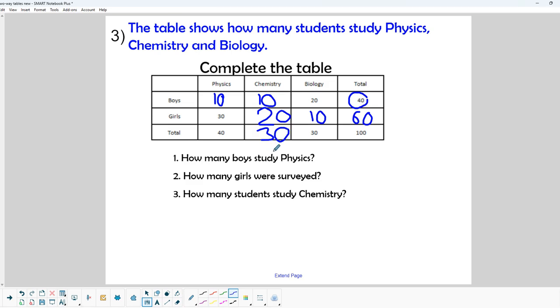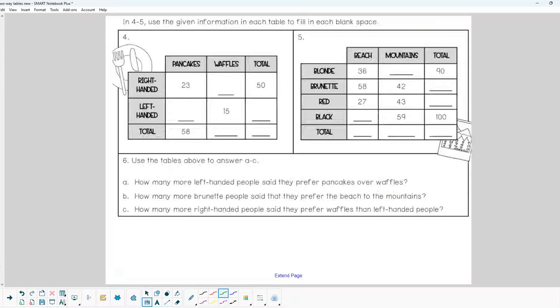So how many boys study physics? Well, according to our little chart here, 10 boys study physics. How many girls were surveyed? Well, we just look at the total of girls that were surveyed, and that would be 60. And how many students study chemistry? Well, in the chemistry column, we go down and we notice that there's a total of 30. So it's kind of fun to fill these tables out and to use them.